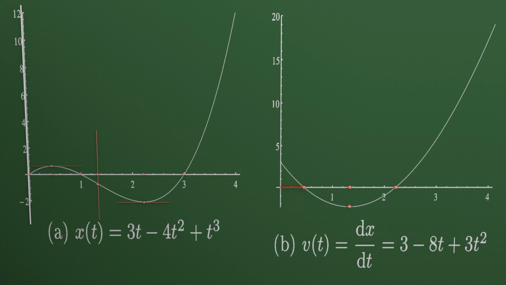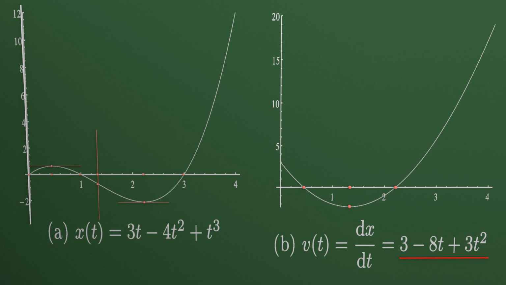But also, we see something else. Look where the line on graph B begins. It starts from the point 0,3. What does that mean? It means that the particle has an initial speed of 3 meters per second. You can see it also if you put t equal to 0 here.